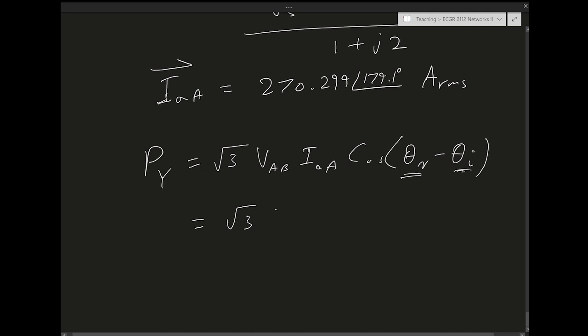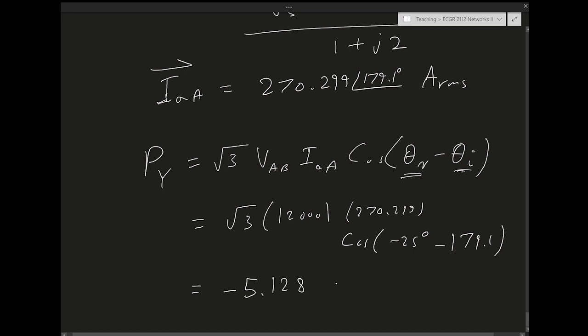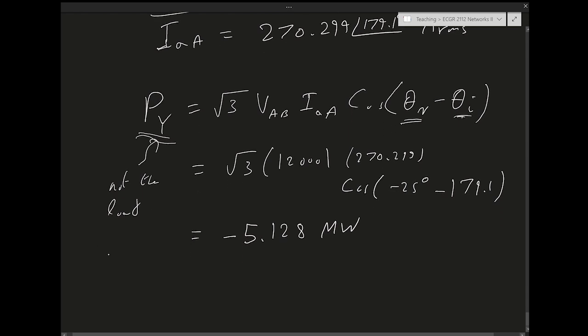What's VAB? Magnitude is 12,000. 270.299. Cosine minus 25 degrees minus 179.1. If we calculate this, we end up with a negative value. We end up with minus 5.128 megawatts. So system Y is not a source. Is not a load, sorry, not the load. Here we calculated the absorbed power, and the absorbed power turned out to be negative. That means system Y is the source of the power.